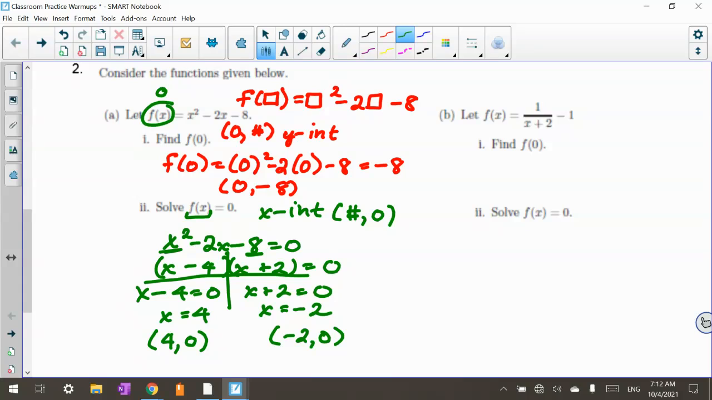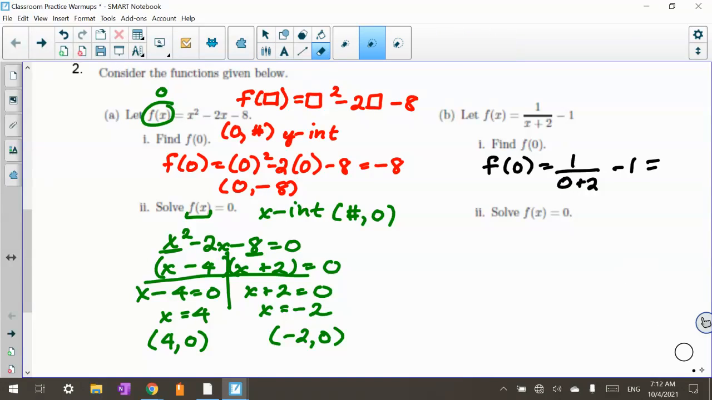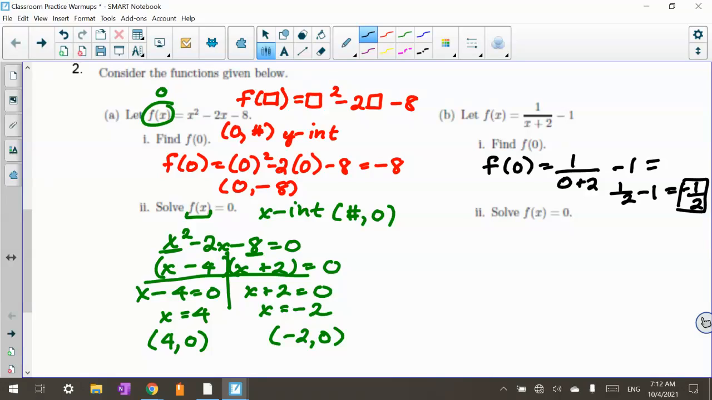So now we're going to do the same thing, but we're going to do it with a fraction. So this is going to make our algebra better. f of 0. So I'm going to plug in 0 in this spot and this 0 spot. So f of 0 equals 1 over 0 plus 2 minus 1, which equals, erase this down here, that's going to drive me nuts. And then I've got to say, okay, that's 1/2 minus 1, or negative 1/2. All right, so when I plug a 0 in, I get the point (0, negative 1/2), which is our y-intercept.